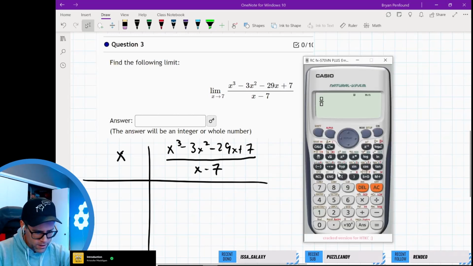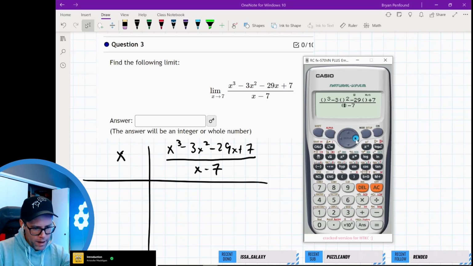So it's a little tedious to do on the calculator, but I'm just going to go through, and wherever I see x, I'm going to put a set of brackets. So up here we'll get x cubed. I'll have a minus 3x squared minus 29x plus 7.